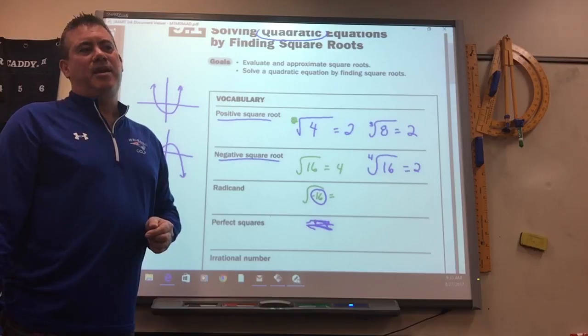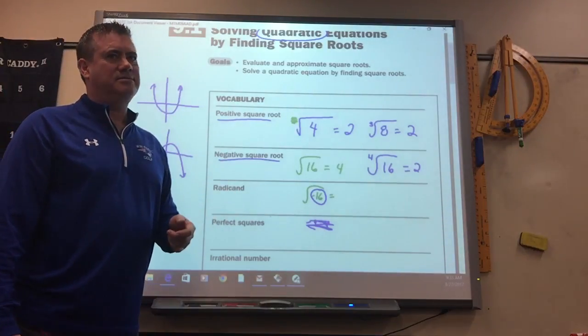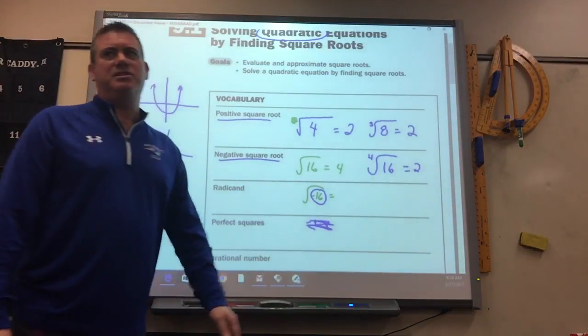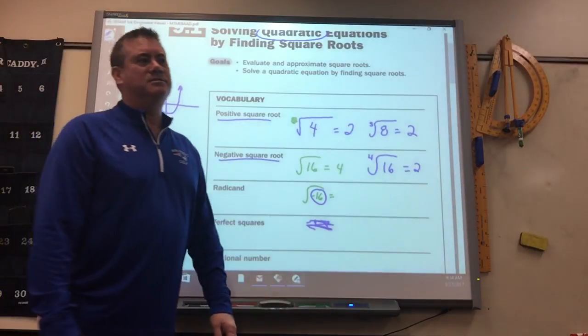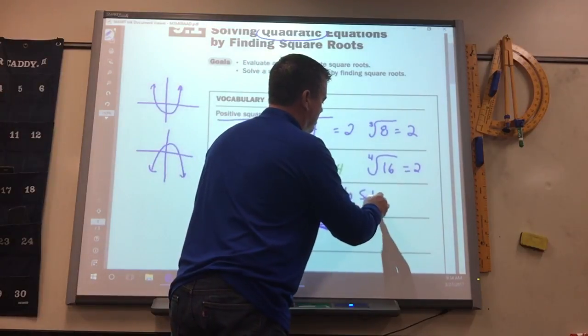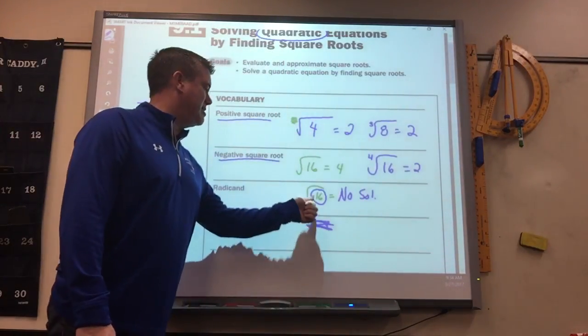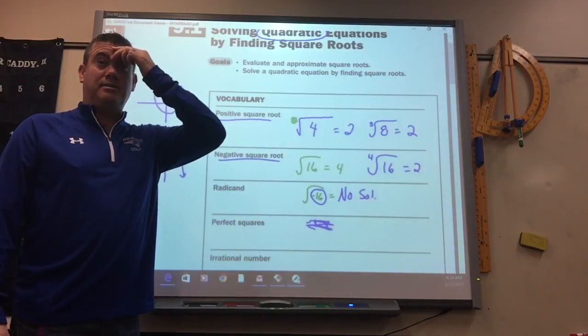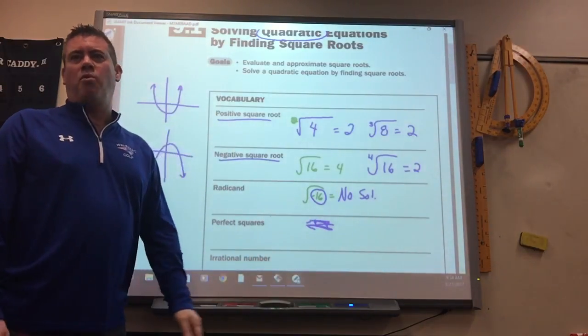8 times 8 is 64. So what are we trying to figure out? What's the square root of negative 16? There is none. There is no solution. There is no number you can multiply times itself to get a negative. Did anyone try it on the calculator? It says error.